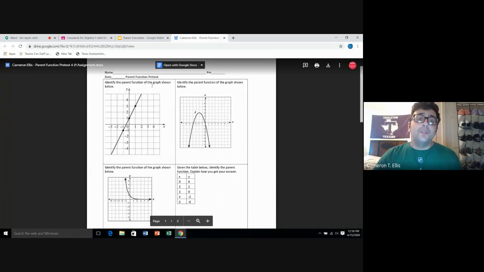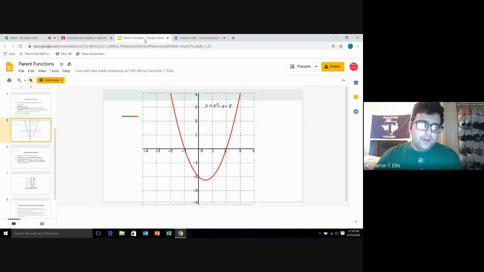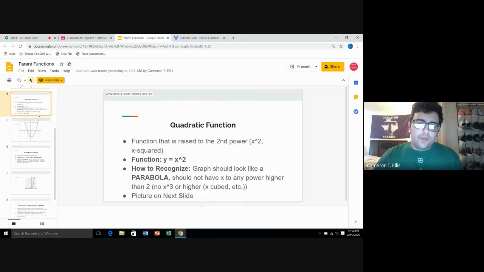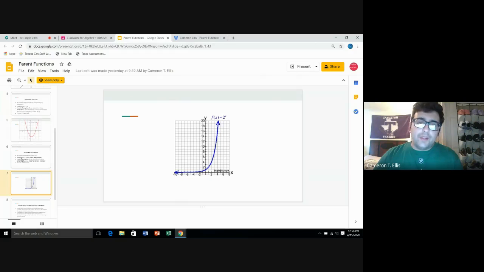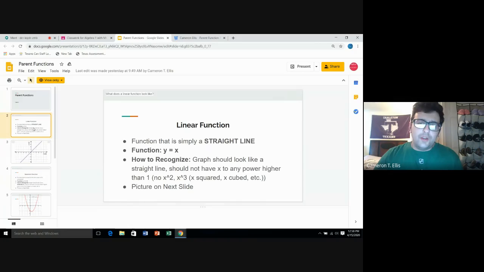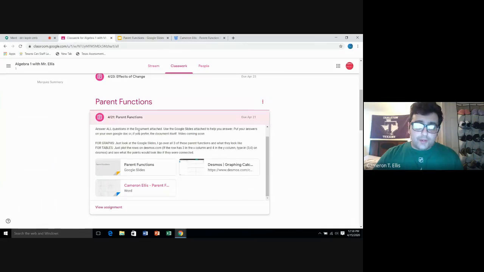Again, so we're thinking linear, quadratic, or exponential, right? So what does that look like? Does it look like that? Because then it'd be quadratic, right? Does it look like that? Because then it'd be exponential. Or does it look like this? And then it'd be linear, right? So it's got to be one of those three. I guarantee you that it's one of those three, right?